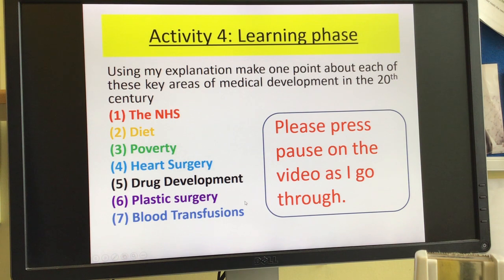When I'm talking through these, guys, please press pause, but there's no way you're going to be able to make notes on everything I'm saying. I'm just talking around it a bit like a lecturer would do.